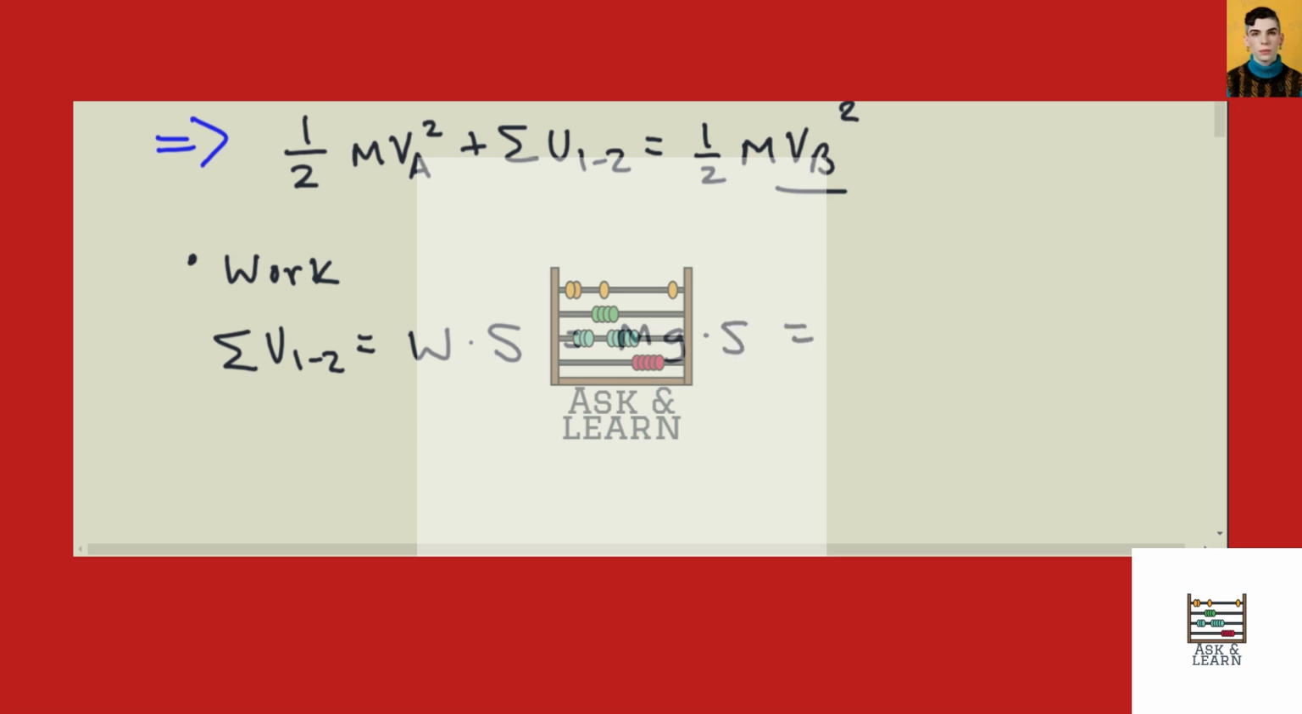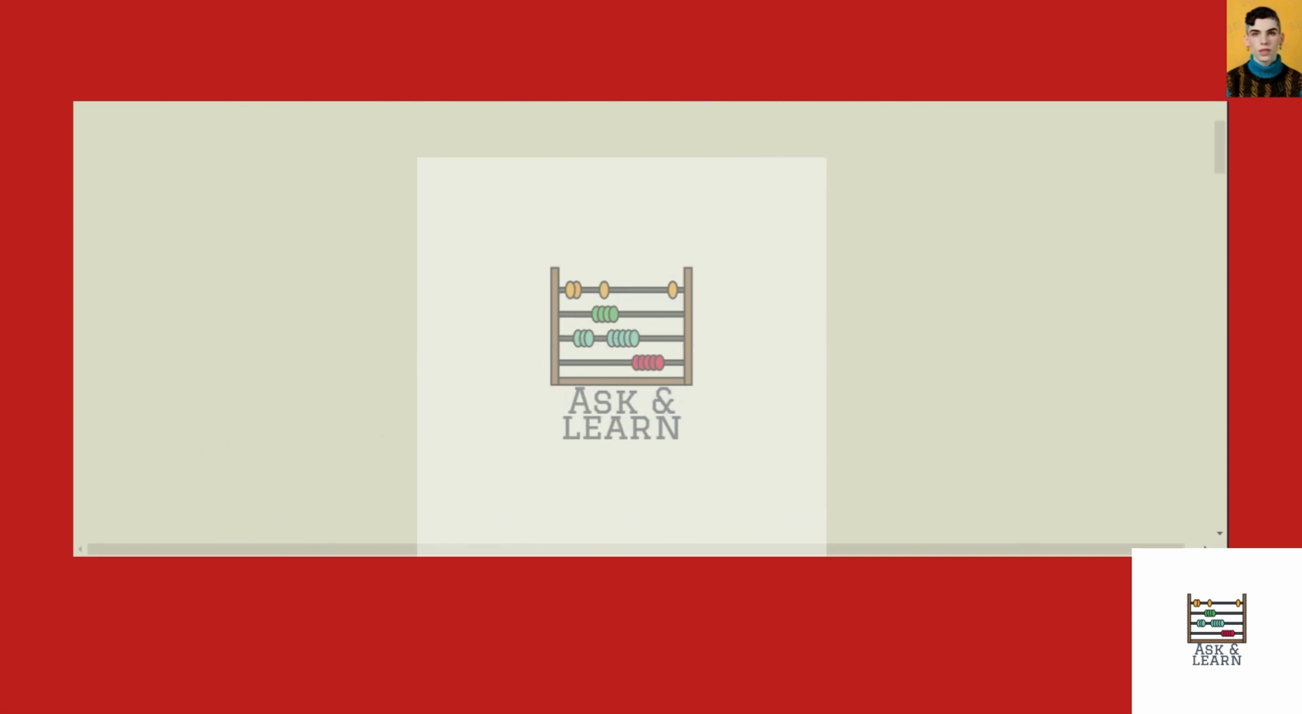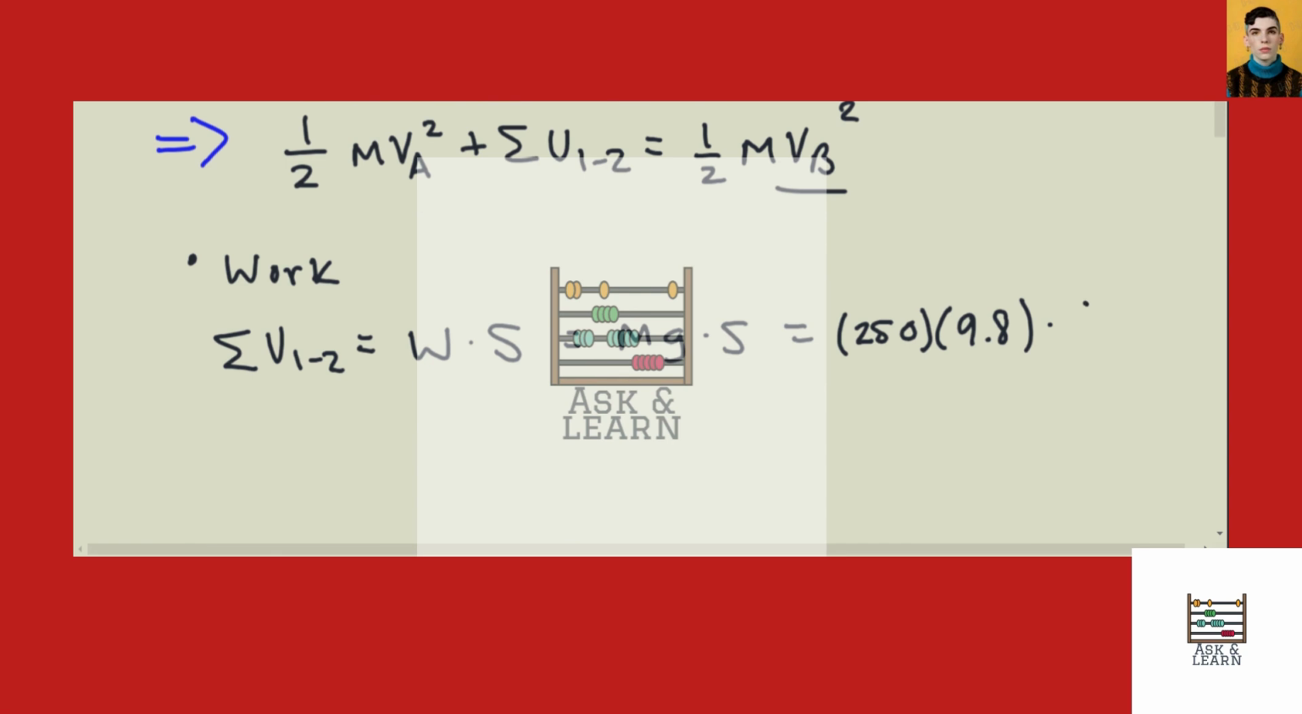So let's plug this in. We have mass 250 times 9.8 times S. Now S is the total distance that this car travels. So we know that the radius is 8 meters, and from point A to point B is actually the entire diameter of the circle. So we can say the distance traveled for S is 16, just double the radius.